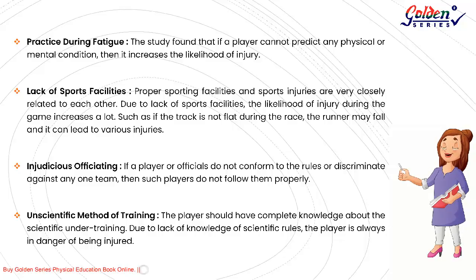Injudicious officiating. If a player or officials do not conform to the rules or discriminate against any one team, then such players do not follow them properly. Unscientific method of training. The player should have complete knowledge about scientific training. Due to lack of knowledge of scientific rules, the player is always in danger of being injured.